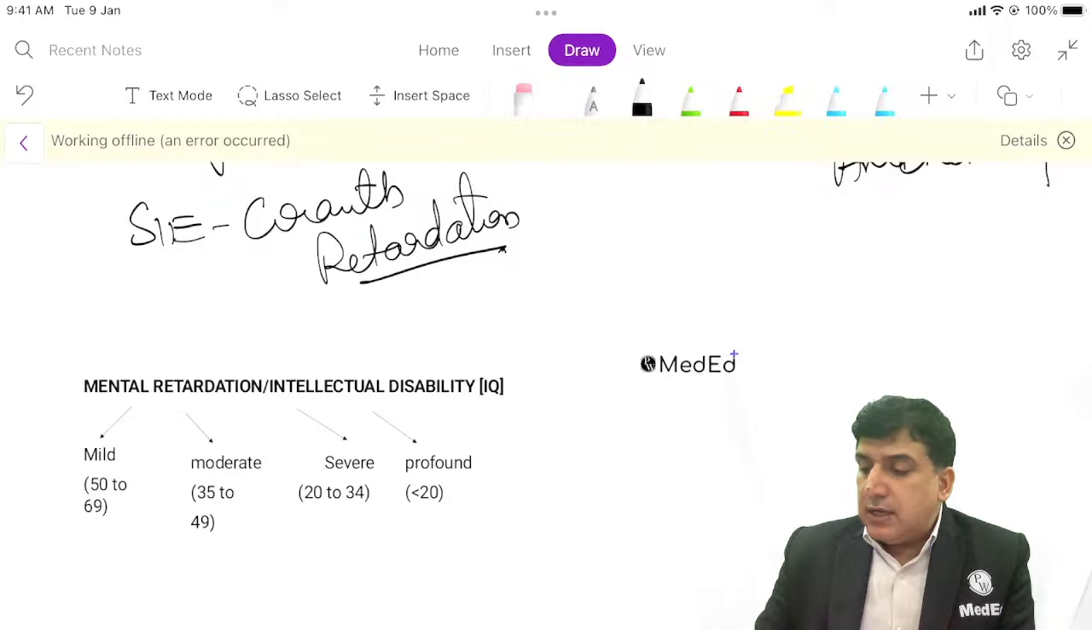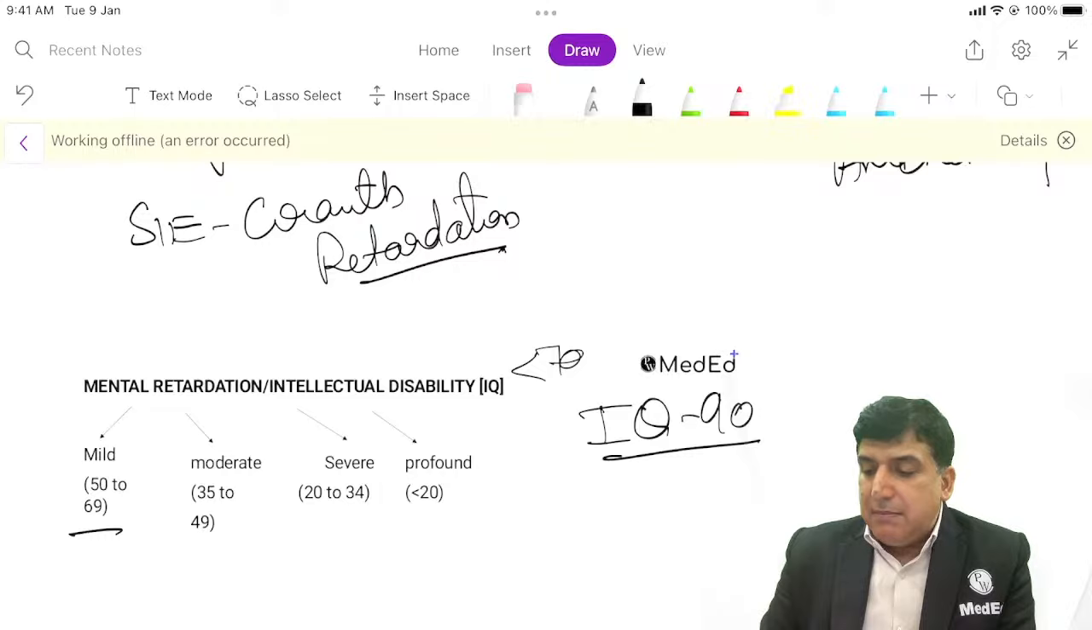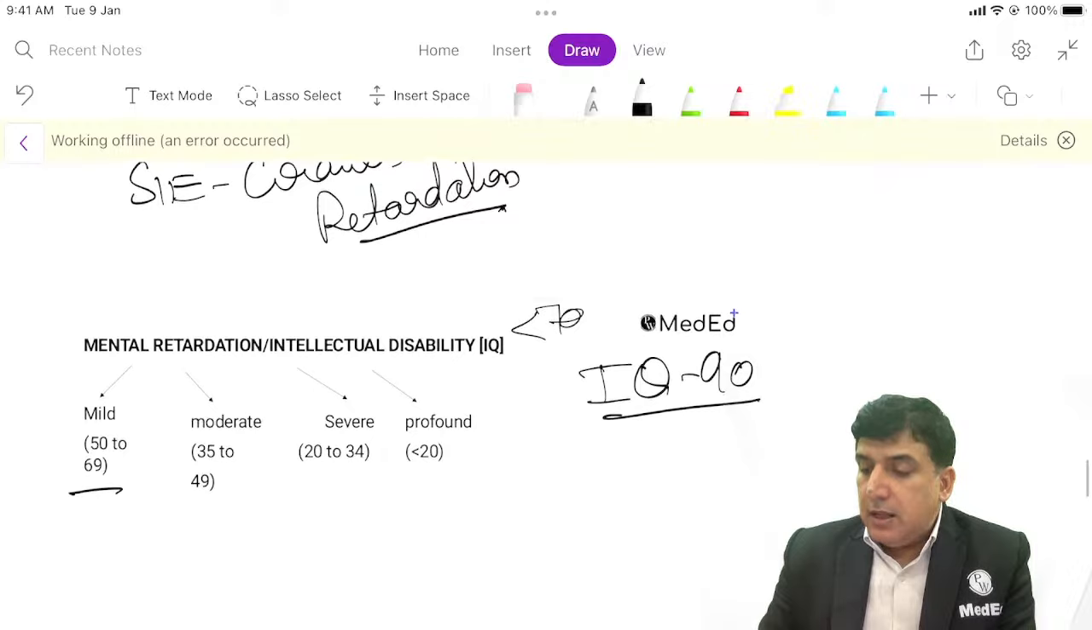Okay, mental retardation, or nowadays we call it an intellectual disability. What's a normal IQ? The normal IQ is 90 or above. Less than 70 we call mental retardation. 50 to 69 mild, 35 to 49 moderate, 20 to 34 severe, and less than 20 is what? Profound. Okay, that you have to remember. Usually they ask about the IQ area in this.